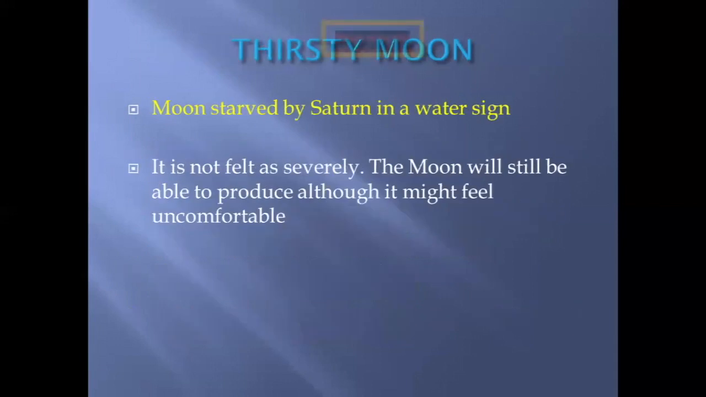Now, thirsty moon. This happens when the moon is starved by Saturn in a water sign, okay? Only in a water sign. So this is not felt as strongly, and the moon will also be able to produce, although it might feel a bit frustrated and uncomfortable. Okay, so it's like starvation, but a little bit lighter.